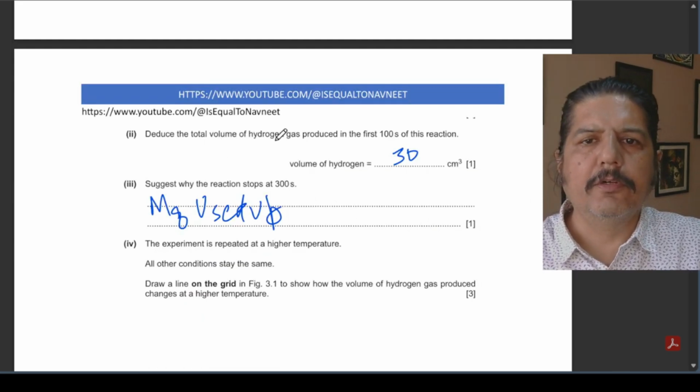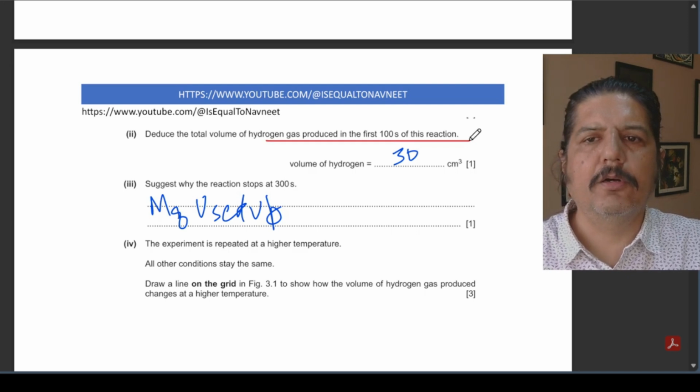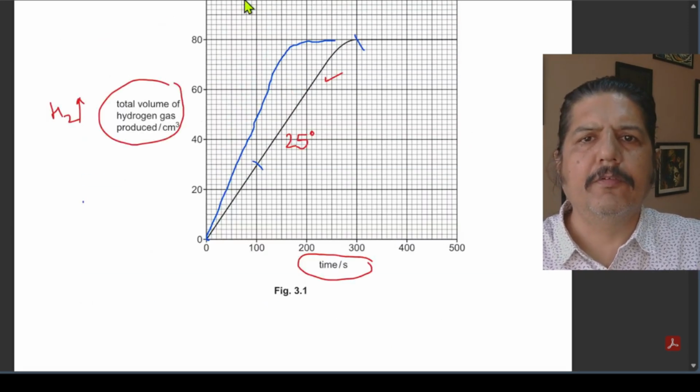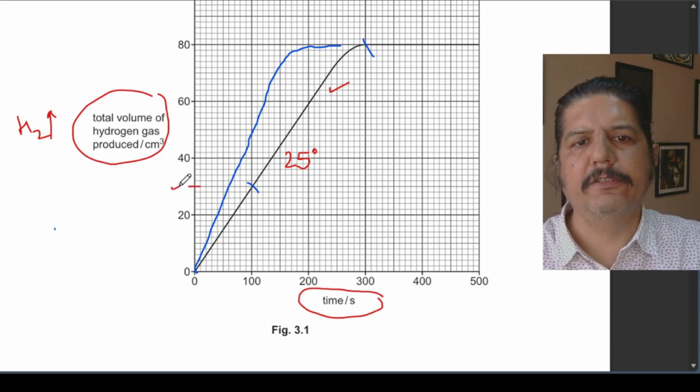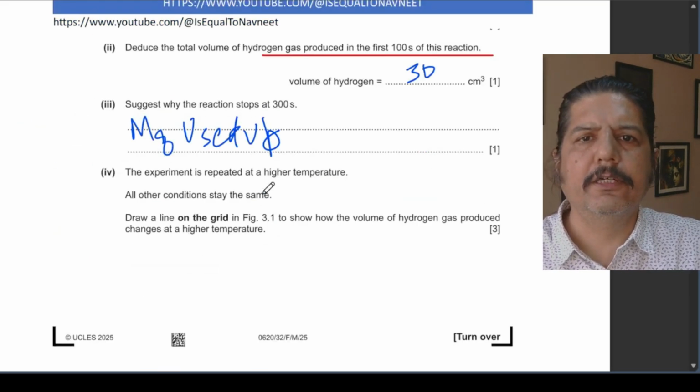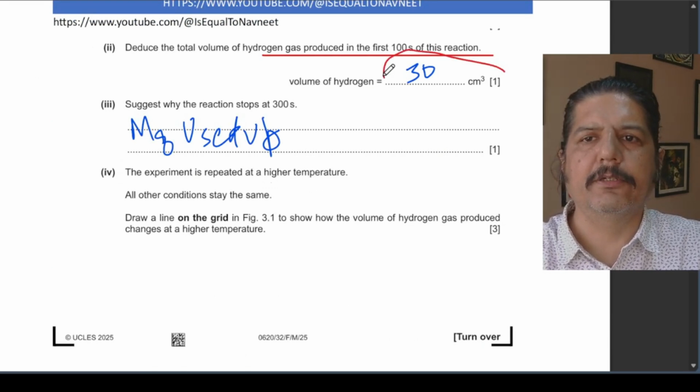Now the first question which is being asked is, deduce the total volume of hydrogen gas produced in the first 100 seconds of the reaction. It's a graph-based question. So if you look at the 100-second point and you see the point here, this is 30 centimeter cube. Simple question, you just have to read the graph, and that is what I have written, 30 centimeter cube.